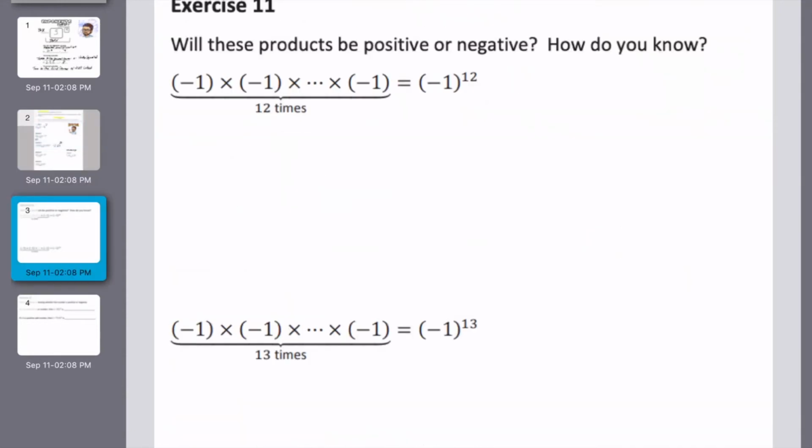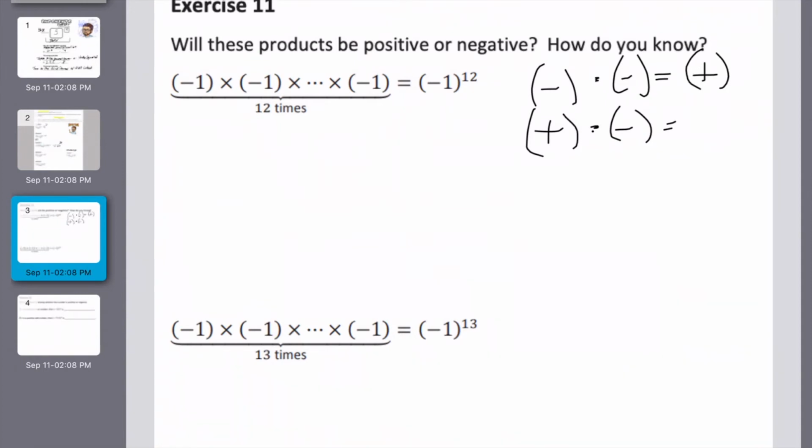So the next question is, will these products, the answer to a multiplication problem, be positive or will they be negative, and how do we know? So it's really important for us to think, I know that a negative times a negative equals a positive, and a positive times a negative equals a negative.